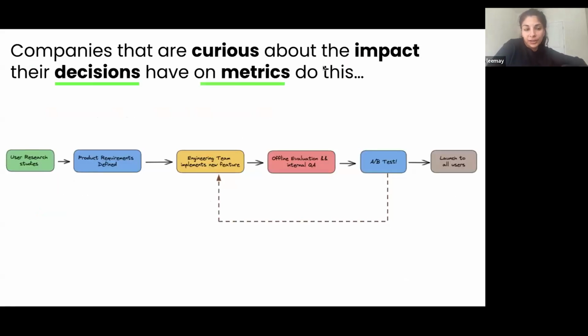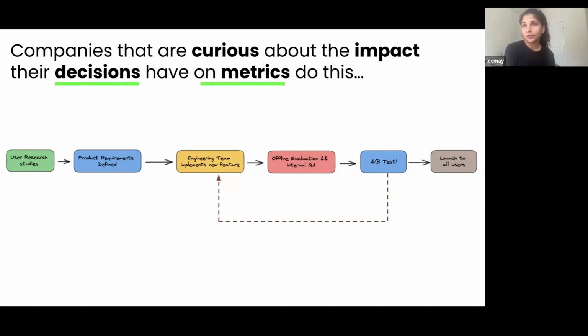For example, at a company that uses A/B testing, you may start with user research studies, and that user research study could influence product requirements. Those product requirements are defined, and then an engineering team implements a feature or a change based on those requirements. There may be offline evaluations that come into play, especially if there's an AI model at hand, and then there's an A/B test. The A/B test essentially is when a subset of users, not all of your users, are exposed to the change or the model, for some predefined duration.